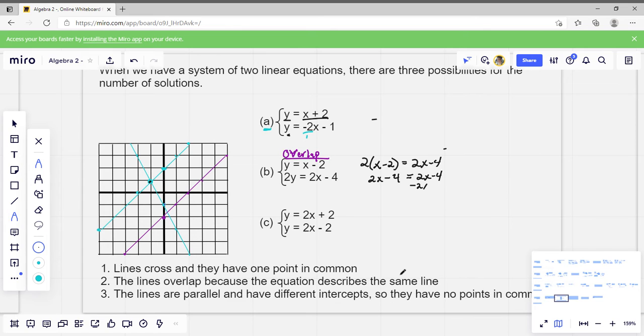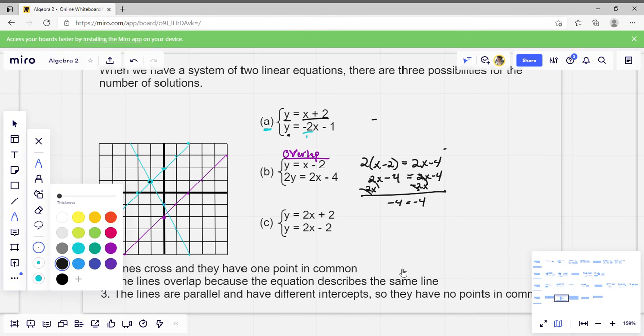So if we try to get our x's together, we're going to get negative 4 equals negative 4. So you're just going to end up with two numbers that are equal. It'll be a true statement, but you can't come up with any specific solutions. Because every possible solution, no matter what numbers you put in there, they're going to come out the same because they are overlapping lines. It's really the same line.